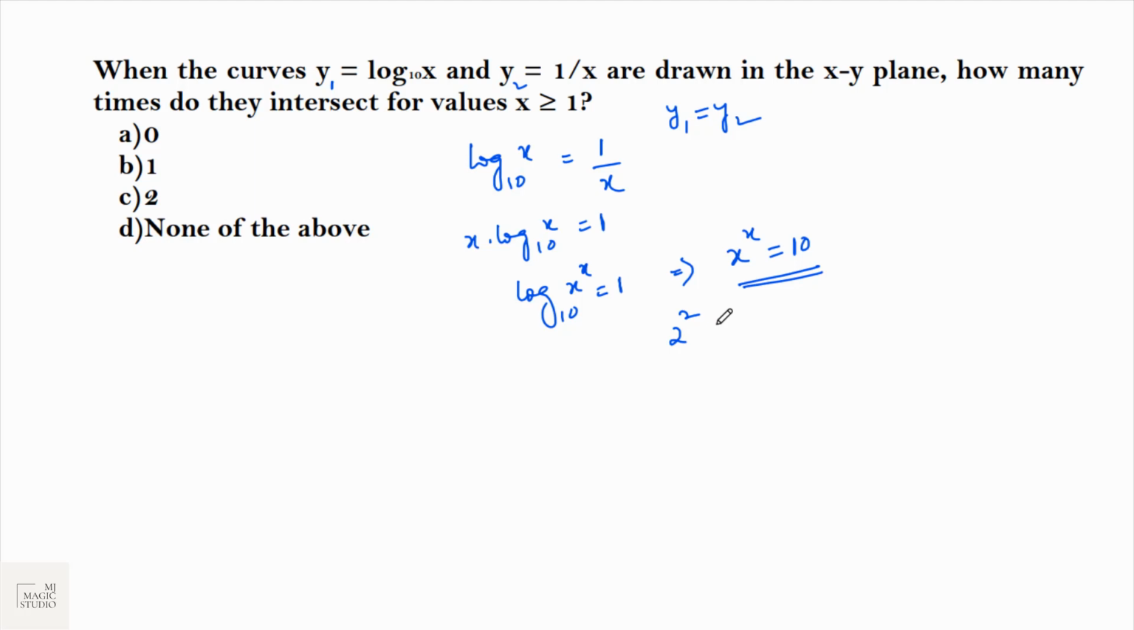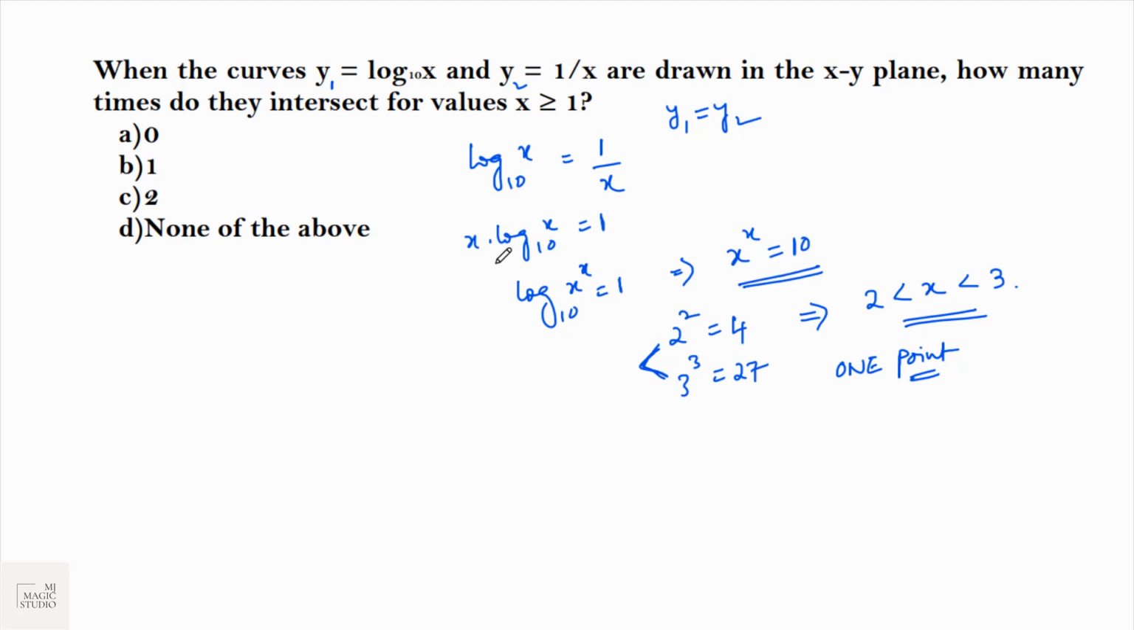If x is 2, we know 2 square is 4. And if x is 3, 3 cube is 27. That means x lies between 2 and 3, and we will have only one such value where x to the power x is equal to 10. Isn't it? This gives us that x should lie between 2 and 3, and we will have only one point of intersection. They will intersect each other at only one point, and the point lies between 2 and 3 such that x to the power x is equal to 10.